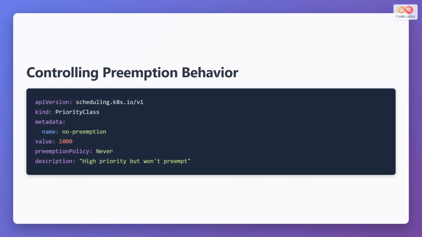You can control whether a priority class allows preemption using the preemptionPolicy field. In this example, we create a priority class named no-preemption with a value of 1000. The preemptionPolicy is set to Never, which means pods using this priority class will have high priority for scheduling, but won't preempt other running pods. This is useful for workloads that need priority, but shouldn't disrupt existing pods, such as data science jobs or batch processing tasks that can wait for resources to become naturally available.